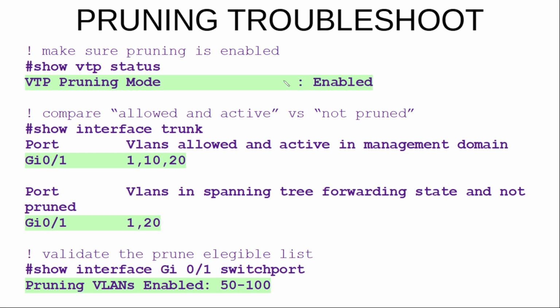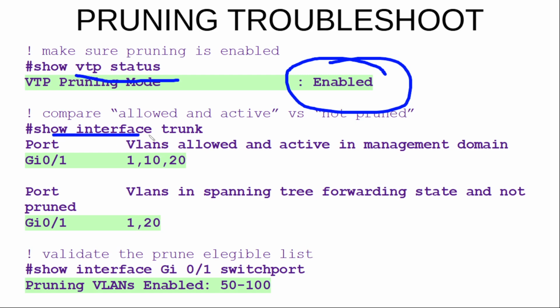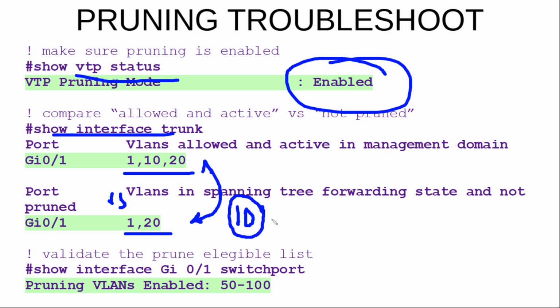Now, how do you troubleshoot pruning? Make sure that pruning is enabled with show VTP status. Next, calculate whether pruning is working, so you can compare with this command the VLANs allowed and active in the management domain versus the VLANs in the spanning tree forwarding state and not pruned. So in this case, you can notice that VLAN 10 is being pruned. You can also validate your prune eligible list with show interface switchport.